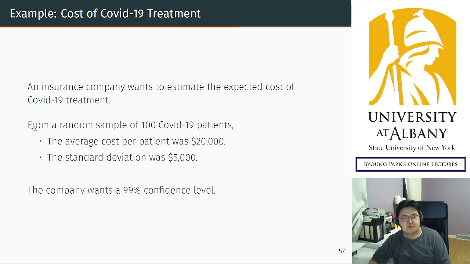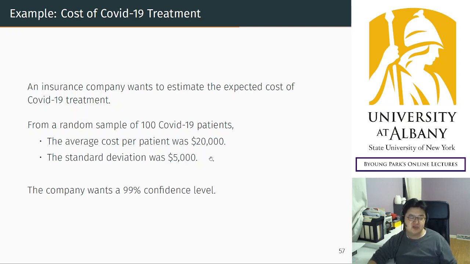So what you have here is the insurance company wants to estimate the expected cost of COVID-19. And the company has a random sample of 100 COVID-19 patients, and their average cost per patient was $20,000. For example, of course, it's a fake number. And the standard deviation among the 100 patients was 5,000.